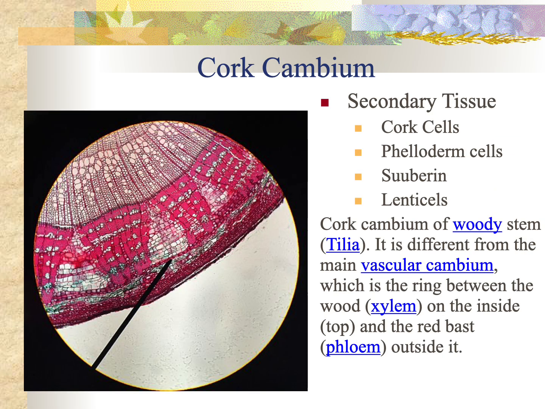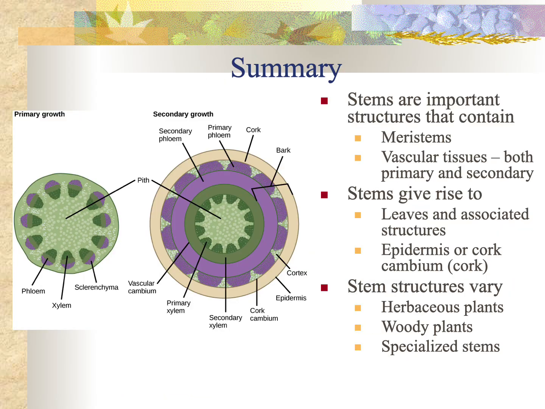And just outside of this, you have a cork cambium, another kind of growth area, a secondary meristem, that is going to produce cork cells. This is going to produce the bark. And so we see it that way. Stems are important structures containing these meristems. Vascular tissues develop from the stem, which gives rise to the leaves. The epidermis. Stem structures vary.